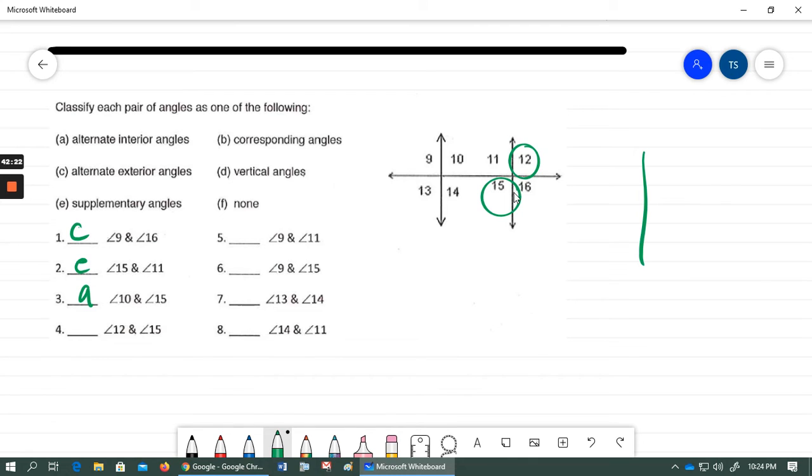And again, folks, just a quick reminder. Vertical angles are those types of angles that are not adjacent, that are across from each other, facing opposite directions, like that. And so that's what's happening with these two angles. They're vertical angles. They're not adjacent. They get formed when two lines intersect.